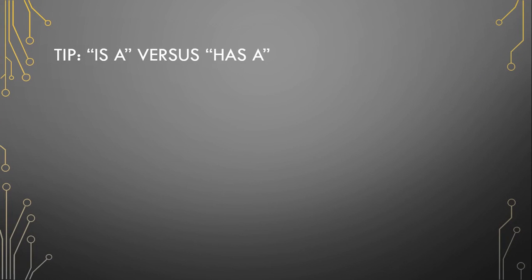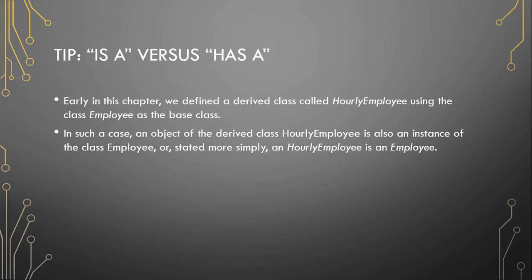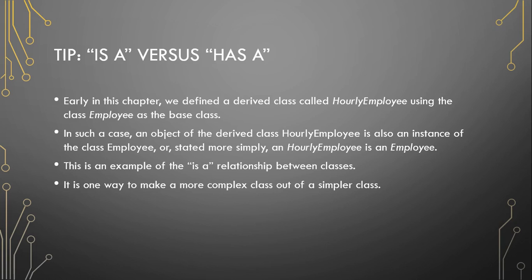Also, another tip, let's talk about is-a versus has-a. Earlier in this chapter, we defined a derived class called HourlyEmployee using the class Employee as the base class. In such a case, an object of the derived class, HourlyEmployee, is also an instance of the class Employee, or more simply, an hourly employee is an employee, which we've talked about previously. This, of course, if you remember, was an example of the is-a relationship between classes. It is one way to make a more complex class out of a simple class, because you can extend the class. We did HourlyEmployee, we did SalariedEmployee. In one of our labs, we did a CommissionedEmployee.